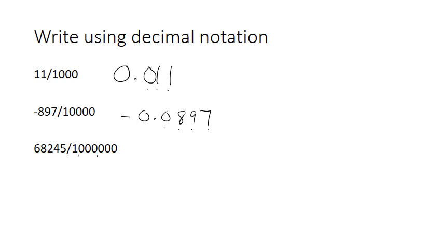Look at the third number. We have millionths. That's going to be 1, 2, 3, 4, 5, 6 places. We have 1, 2, 3, 4, 5, so we need an extra 0. 0.068245. And we'll check: tenths, hundredths, thousandths, ten thousandths, hundred thousandths, millionths.